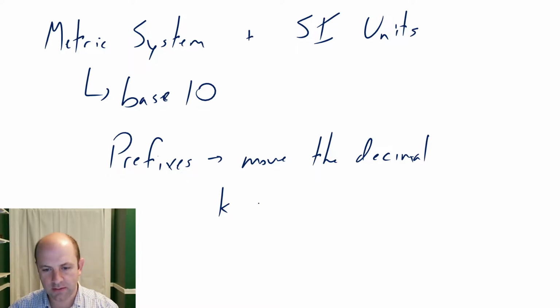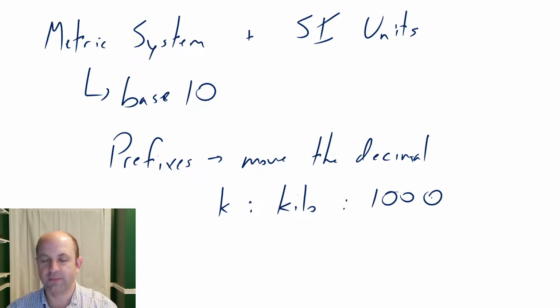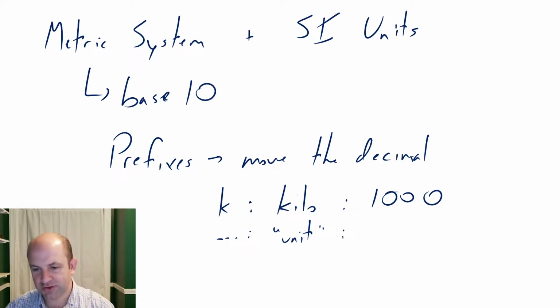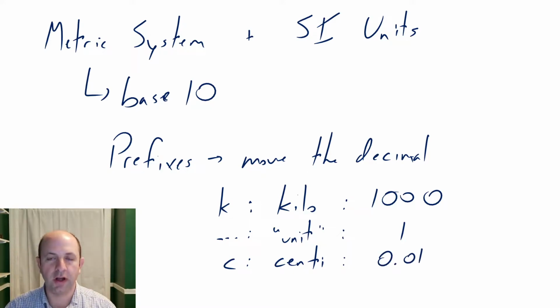We have K for kilo, which is worth 1,000 of something. If we have no prefix, well, that's what we call the unit, right? The base unit. So that's just gram by itself, meter by itself, second by itself. And so that's just 1 of something. We have C for centi, and so that's 0.01. It's 1/100th, so 1 over 100. That's where we have, there's 100 centimeters in 1 meter.